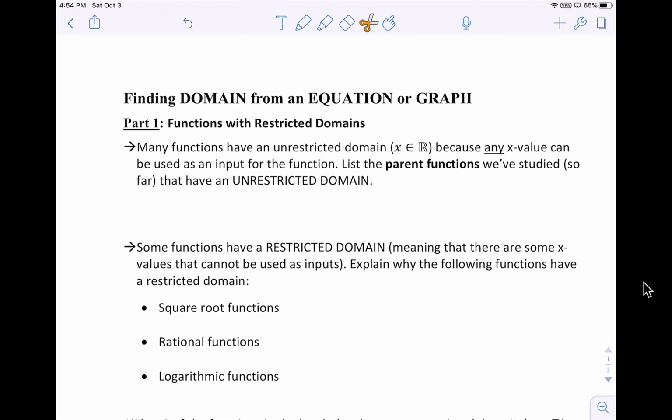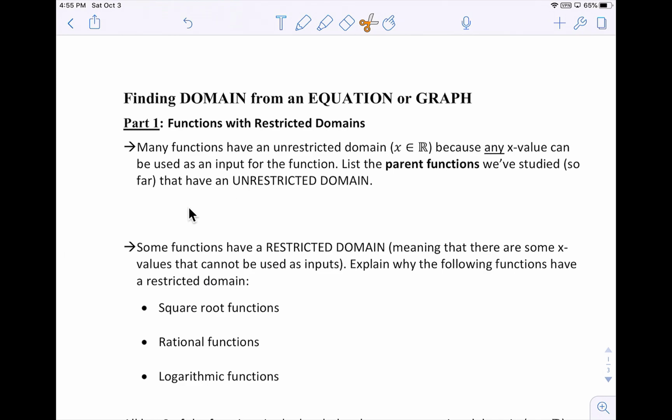The first thing we want to consider when we're thinking about domain is whether or not the operations in a given function have restrictions on what can be inputted for x, or if the domain is in fact unrestricted, meaning that we can plug anything we want in for x. So when we say a function has an unrestricted domain, we're saying that the inputs, the x's, can be any real number. X is an element of the real numbers. But some functions, because of the operations they perform, have restrictions on the domain, meaning there are certain inputs that we just can't use in that equation.